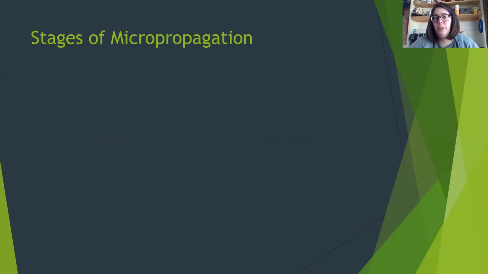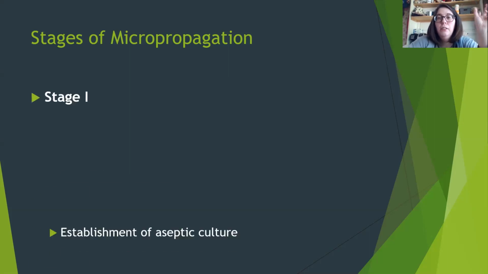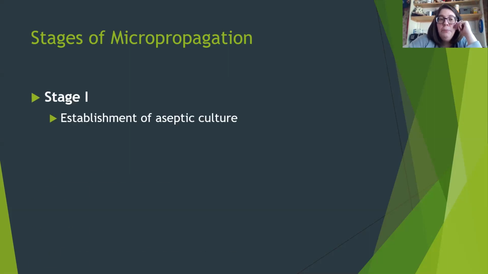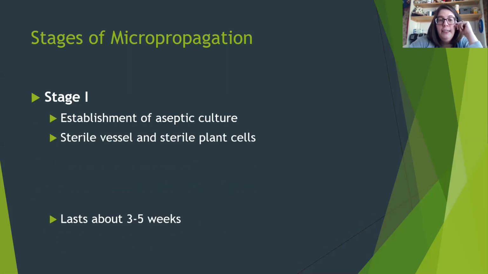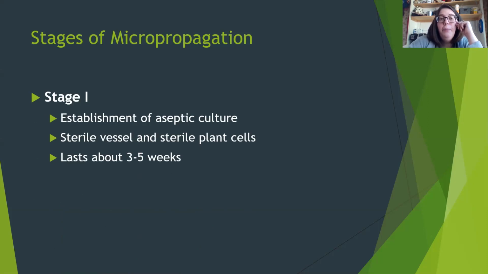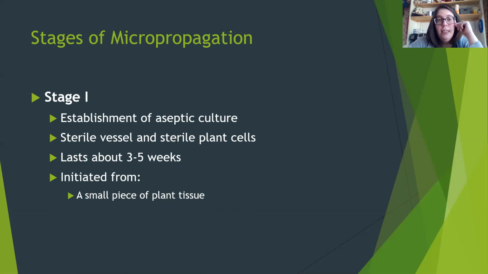As I'm going through these 4 stages with you, I'm going to point out the important timelines and growth mediums for each stage. So let's go to stage 1. Establishment of an aseptic culture, sterile vessel and sterile plant cells. This stage lasts about 3 to 5 weeks. That is important. Stage 1, 3 to 5 weeks. Establishment of an aseptic culture, and it is initiated from a small piece of plant tissue. That's what you need to know for stage 1.